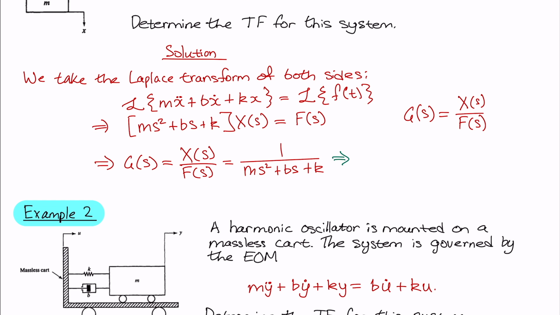And then, by the way, if you let s equal j omega, you'll find that G of omega is equal to, if we plug this in here, 1 over k minus m omega squared plus j times b omega.